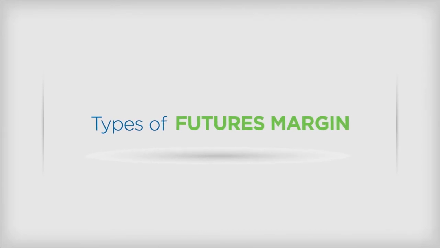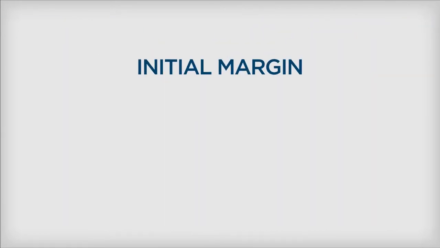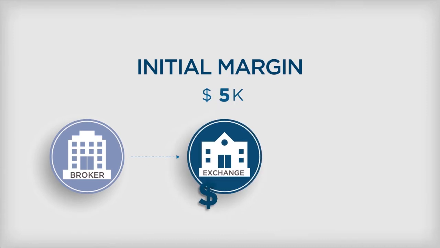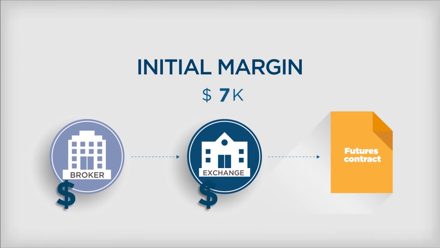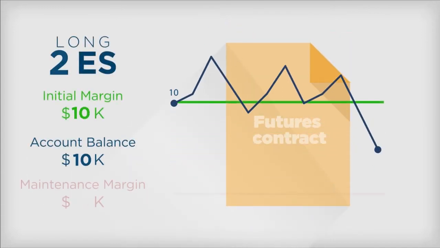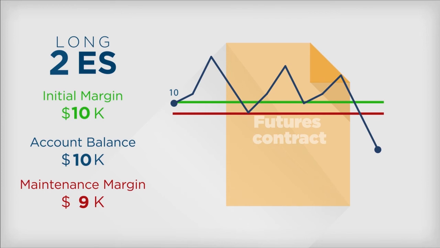Now, let's look at some types of futures margin. Initial margin is the amount of funds required by the exchange to initiate a futures position. While the exchange sets the margin amount, your broker may be required to collect additional funds for deposit. The other type is maintenance margin. Maintenance margin is the minimum amount that must be maintained at any given time in your account.